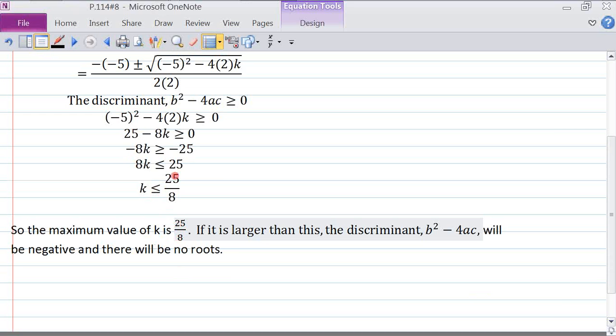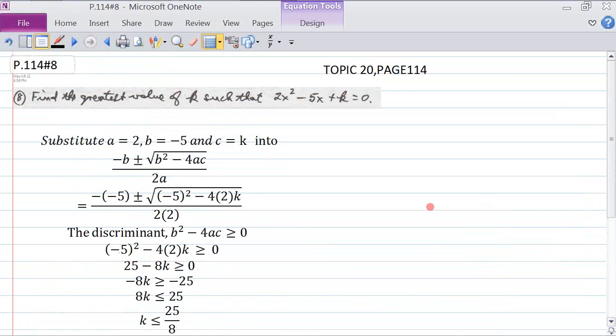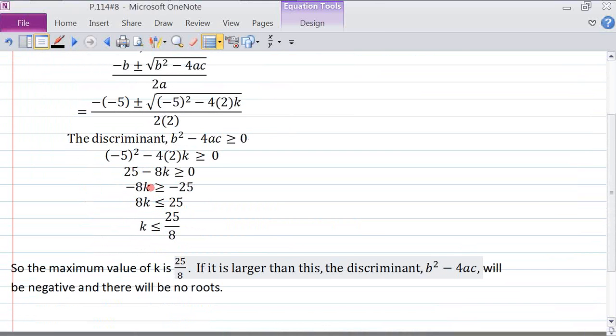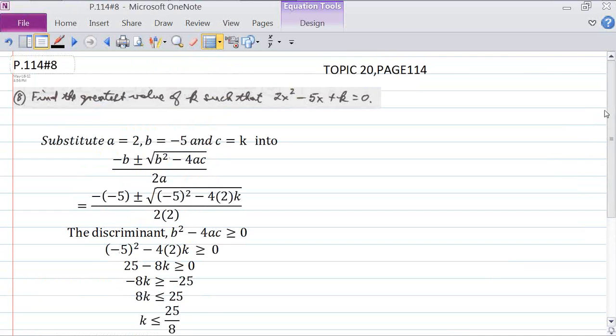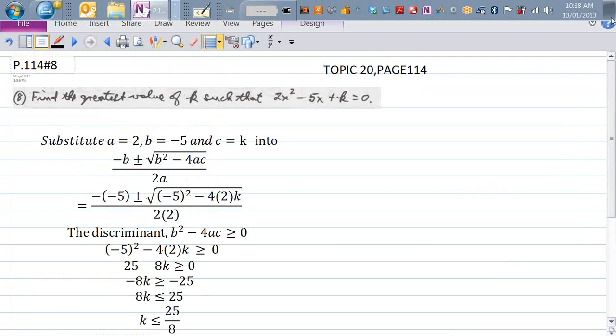It has to be less than or equal to 25 over 8. If it is larger than this, if it's larger than 25 over 8, what happens? The discriminant will be negative. And when the discriminant is negative, you can't have any roots. So really what this problem is asking us to do is take the discriminant, replace c with k, and then just see what k has to be as a result. And that's what we did. So this completes page 114.